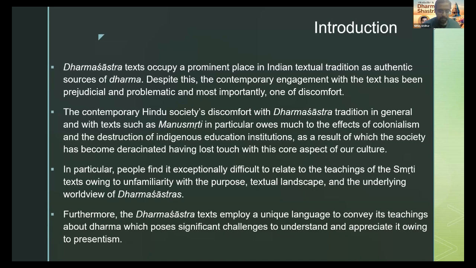And furthermore, to make matters worse, Dharmashastra texts employ unique language to convey their teachings about Dharma, which in our contemporary context, because of our own lacuna or whatever the reasons, because of the current socio-cultural scenario, poses significant challenges for us to understand and appreciate, owing to our presentism. We all know the famous verse where Manu apparently sidelines and oppresses women by saying Nastri Swatantram Arhati. Women do not deserve independence. Now that is the most misrepresented, misunderstood verse. A verse which is actually instructing men about their duty to protect women is being interpreted, misinterpreted, abused as a verse that exploits women.